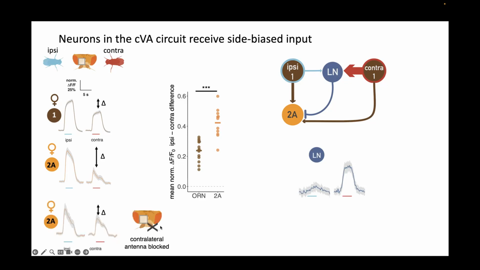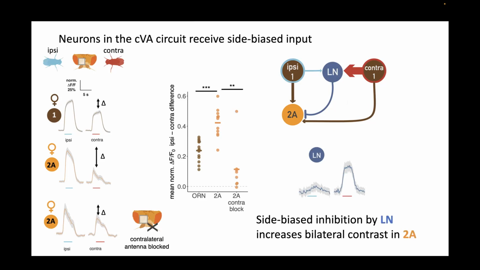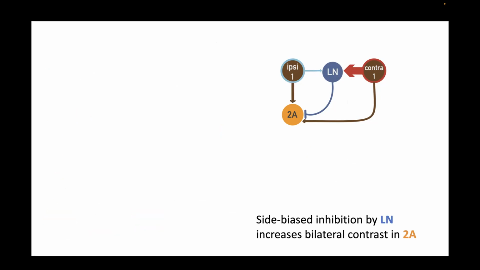And when we block the contralateral antenna, we see that the lateralization is reduced. So we really need the information coming from the contralateral sides to actively increase the contrast between the sides. So side bias inhibition by a local neuron increased the bilateral contrast in 2A.